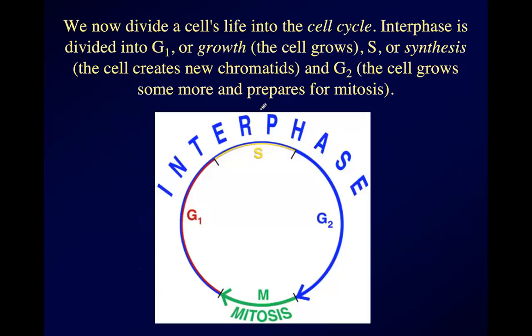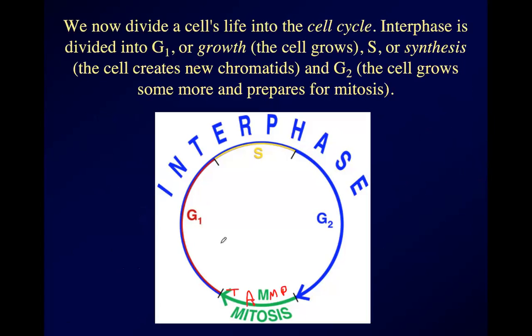So the way we now think of cells' lives is what we call the cell cycle. Mitosis is, of course, divided into prophase, metaphase, anaphase, telophase, and at the end of telophase, the 2 cells go into interphase.